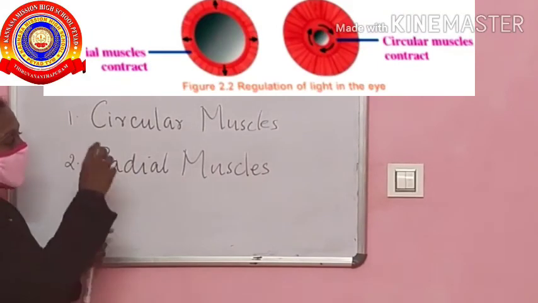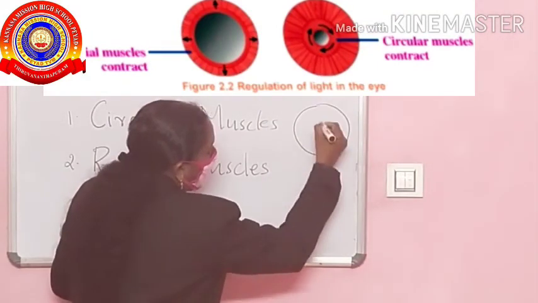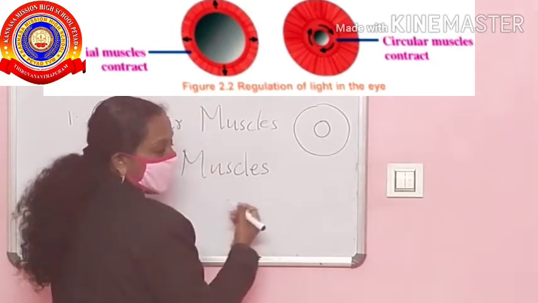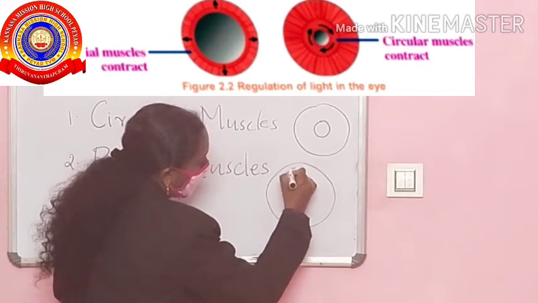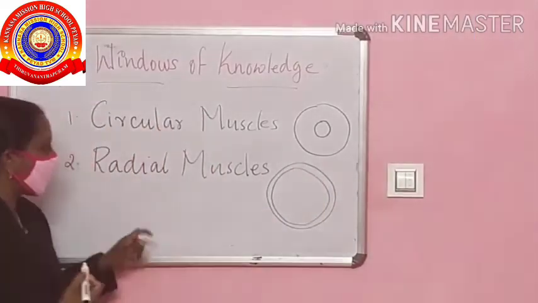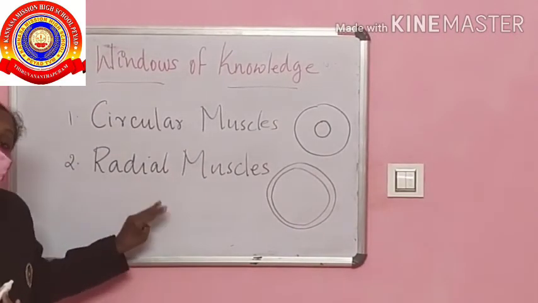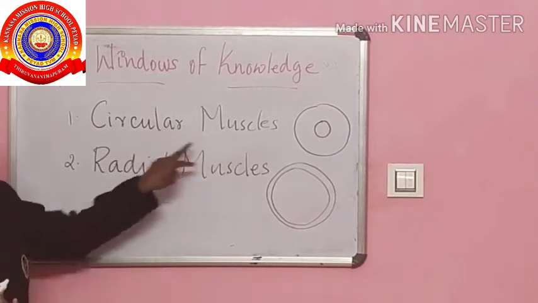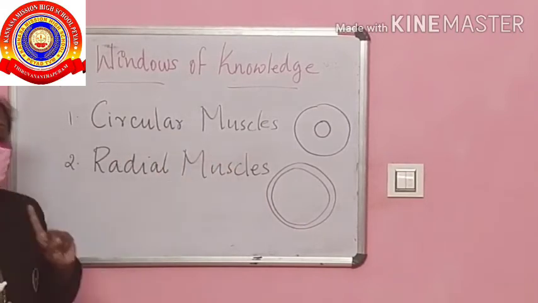You can see in the circular muscles only a small area is open. This is called the circular muscle. And in the radial muscles, a wide space is there. This is called the radial muscles. And these radial muscles will be activated in the dim light. And these circular muscles will be activated in the intense light.